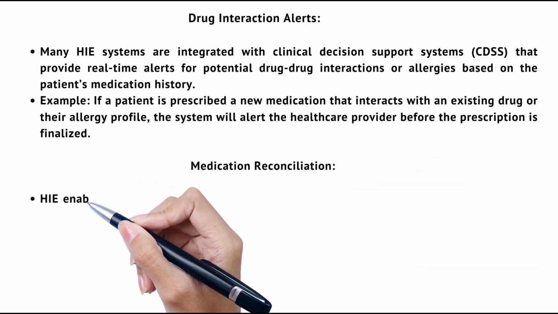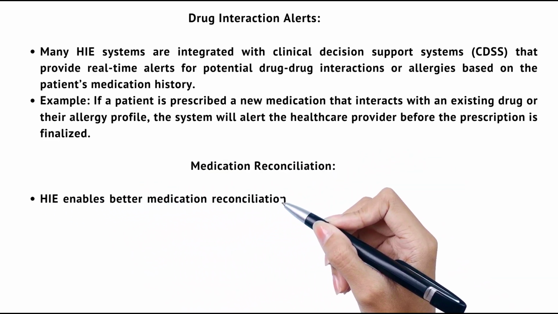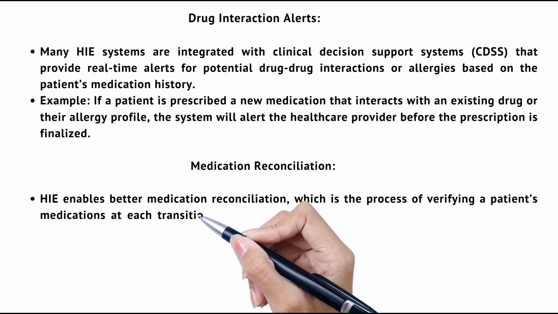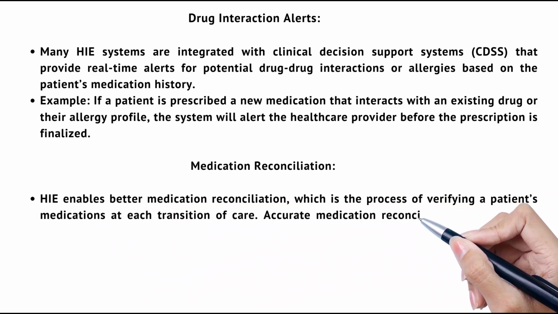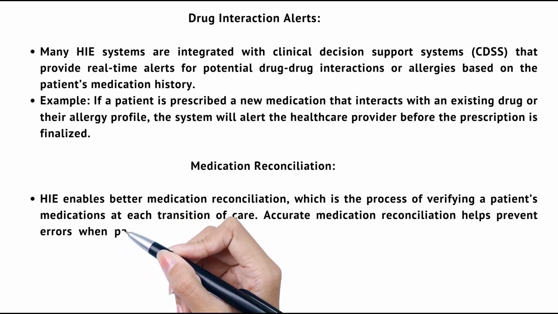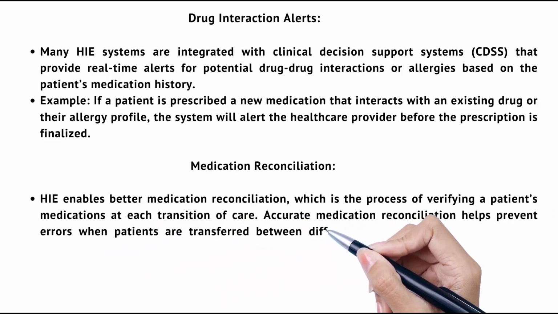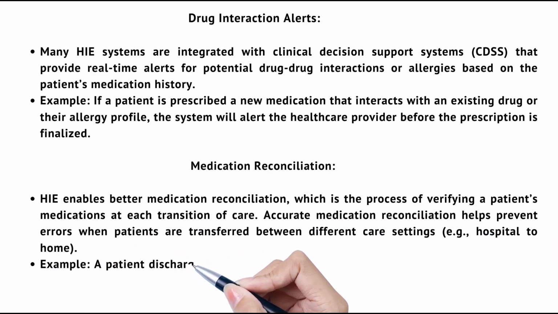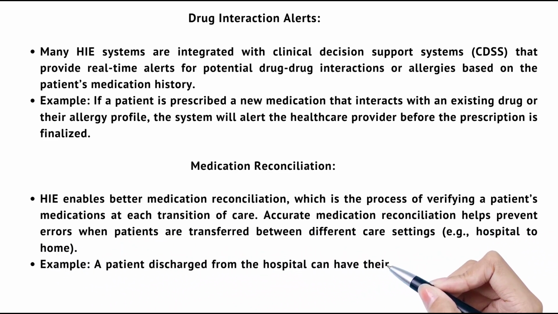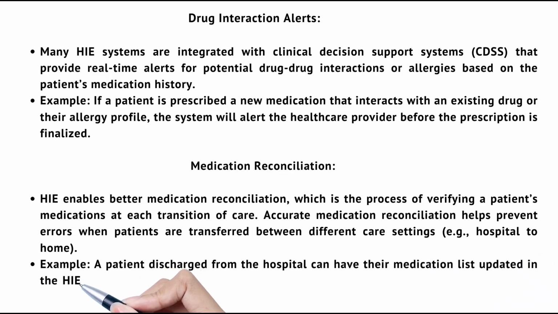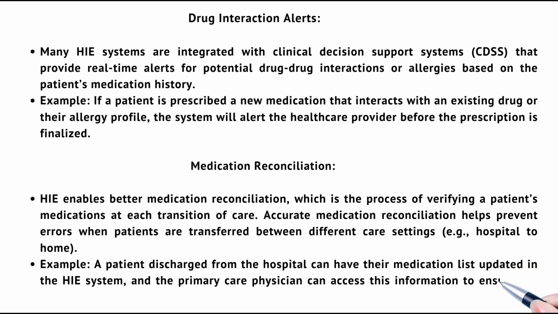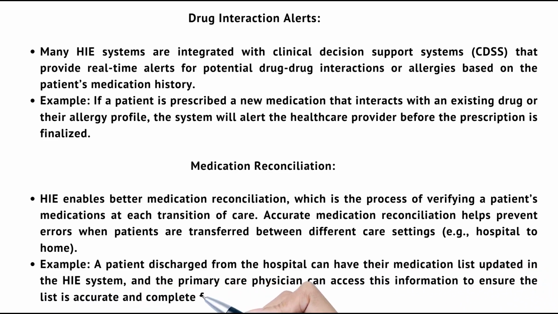Medication reconciliation. HIE enables better medication reconciliation, which is the process of verifying a patient's medications at each transition of care. Accurate medication reconciliation helps prevent errors when patients are transferred between different care settings, e.g., hospital to home. Example: a patient discharged from the hospital can have their medication list updated in the HIE system, and the primary care physician can access this information to ensure the list is accurate and complete for continued treatment.